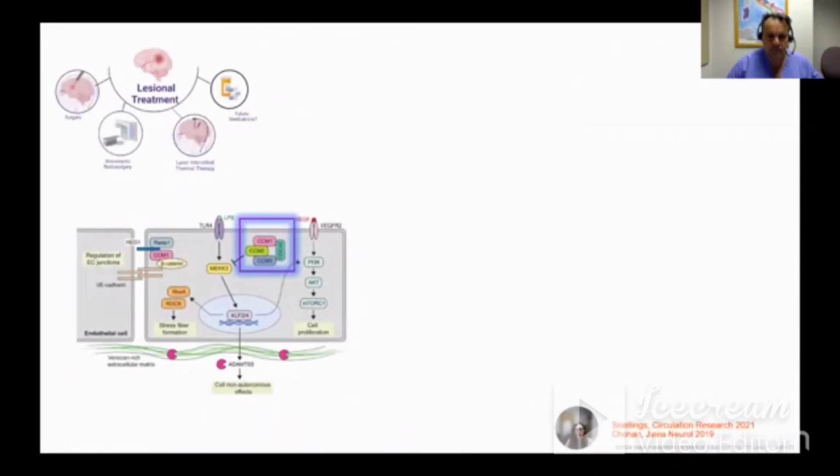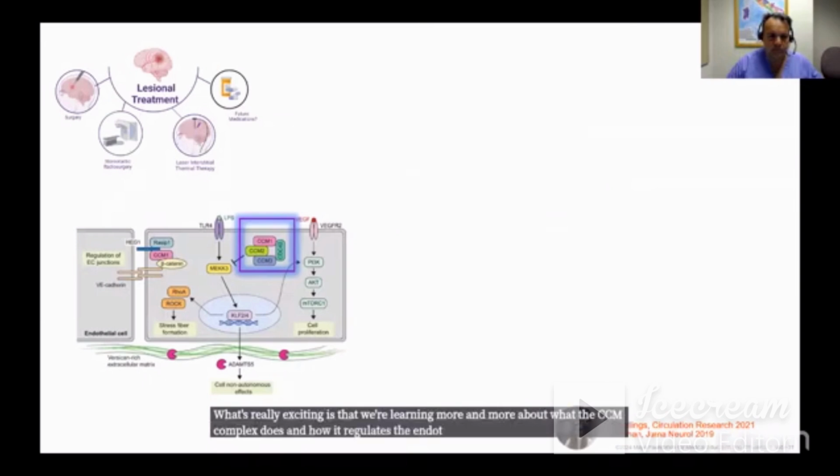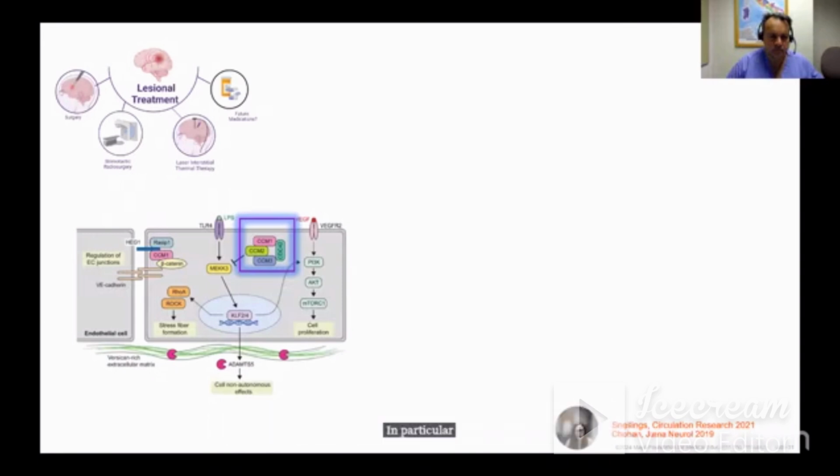What's really exciting is that we're learning more and more about what the CCM complex does and how it regulates the endothelial leakiness and the tight junctions. In particular, I want to point out something called Rho A and ROCK. That's where we think that atorvastatin acts. And Rho A and ROCK modulate the endothelial leakiness.